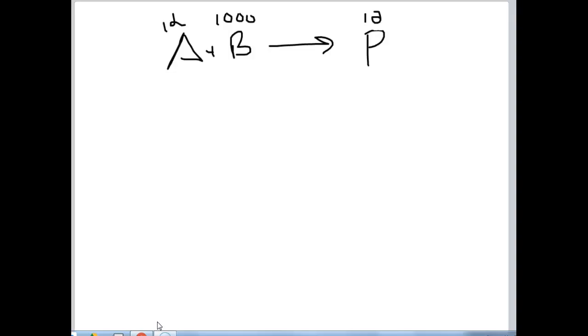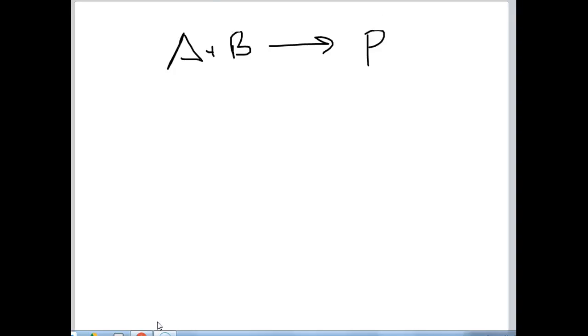We can do the same exercise with B. If we add less B, nothing really happens. If we add more B, 1,010 molecules, again, there's no change in the rate of the reaction. Because B is so much in excess over A, B is really not influencing the rate of the reaction at all. It's all controlled by A. So this is now a first-order reaction.